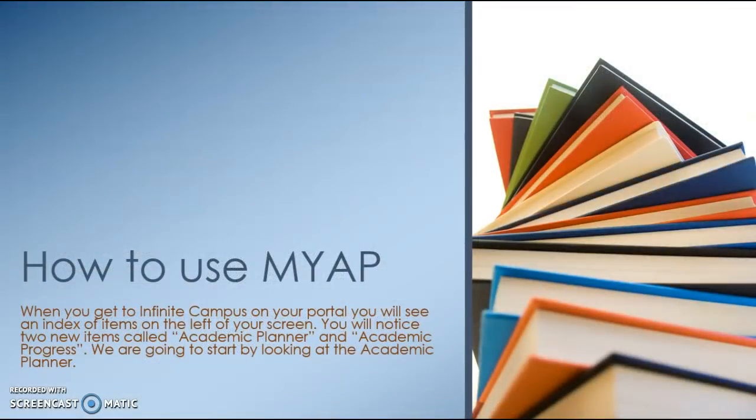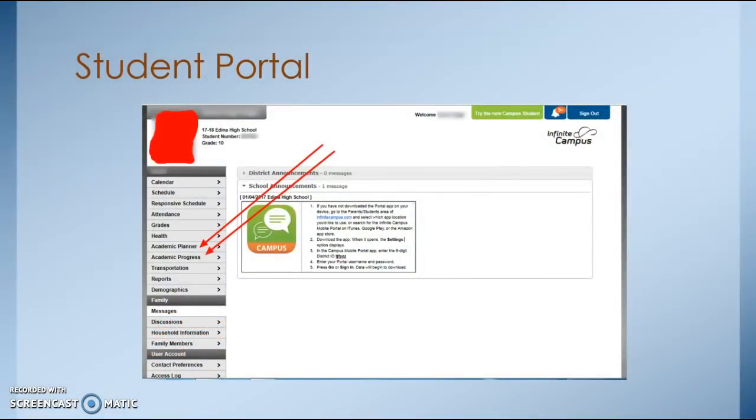So to access MYAP, you will log in through your portal and access Infinite Campus. When you get to Infinite Campus, you will see an index of items on the left of your screen. You will notice two new items called Academic Planner and Academic Progress. We're going to start by looking at the Academic Planner.